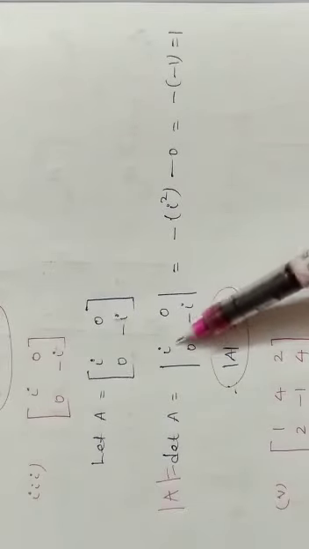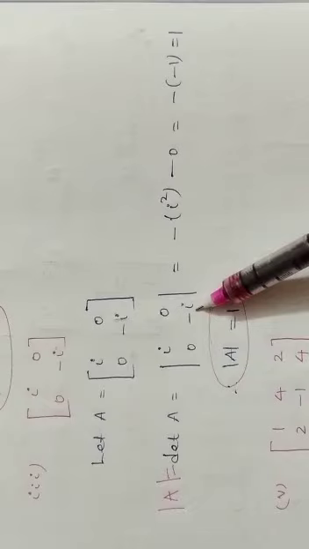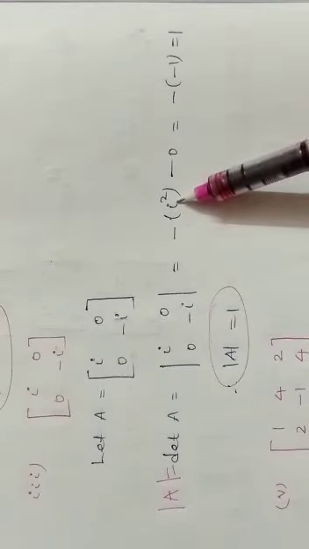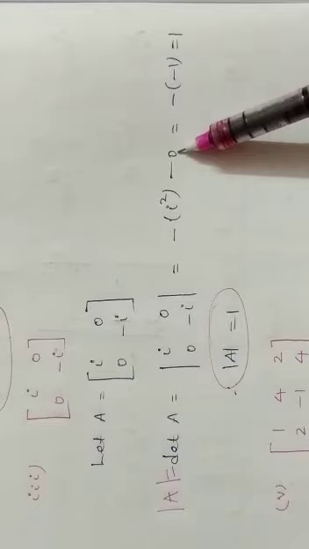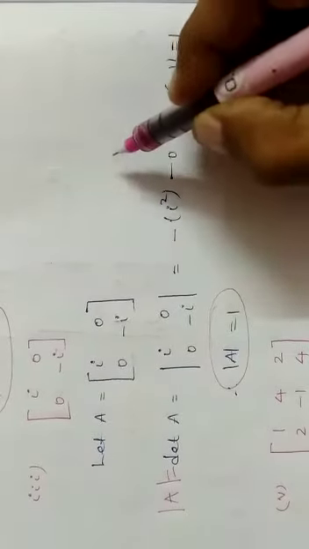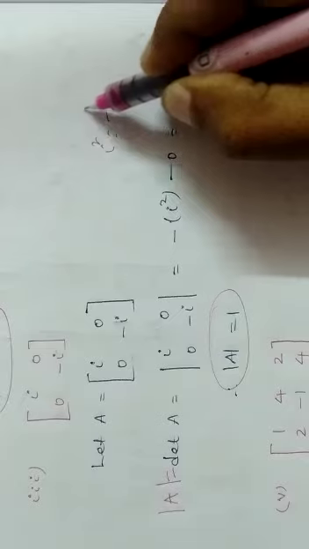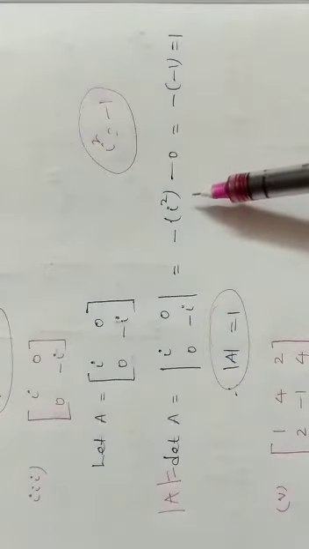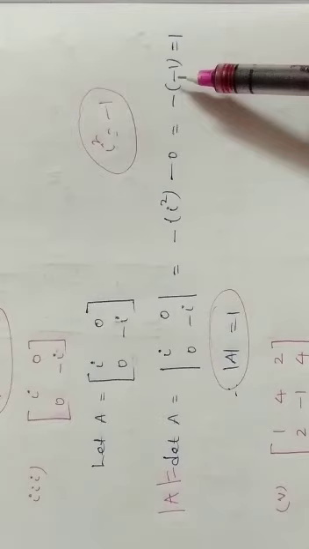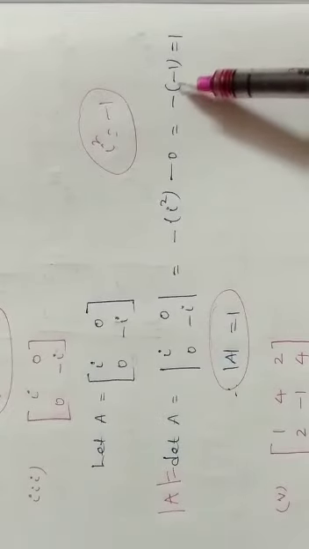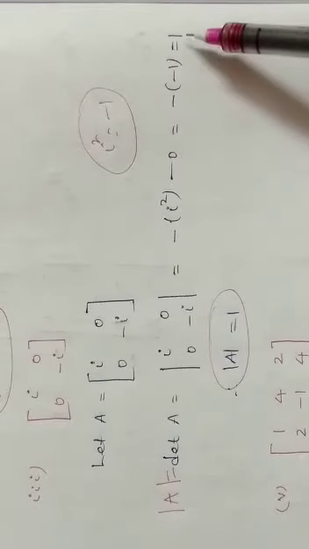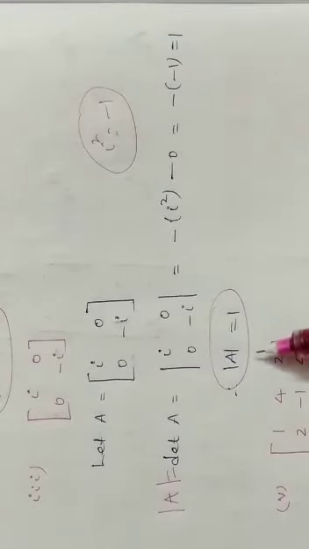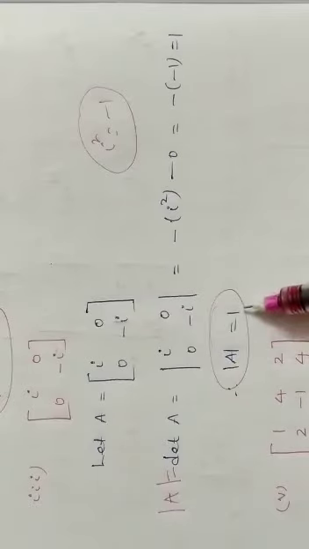AD is I into minus I, minus I square, minus BC, 0 into 0, 0. We know I square value is minus 1. So in the place of I square, minus 1. Minus into minus is plus 1. So 1 minus 0 is 1. Therefore det A equal to 1.